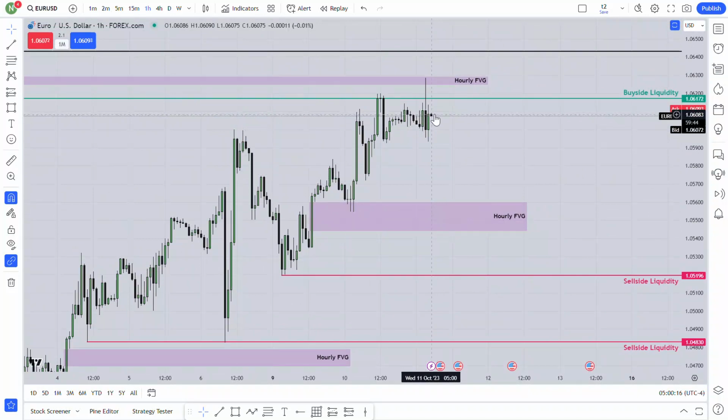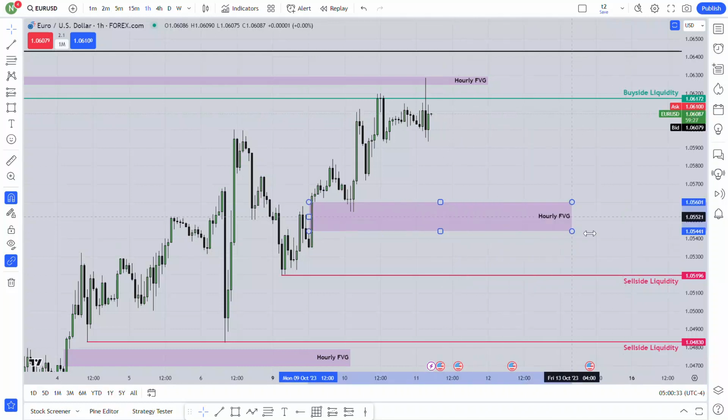If it would like to go higher again before the PPI, it can go to the consequent encroachment of this week. Just mark the consequent encroachment of this week. So if it goes higher, it will go to the consequent encroachment, then it will break lower. This hourly fair value gap is my first target. It will be my first target.